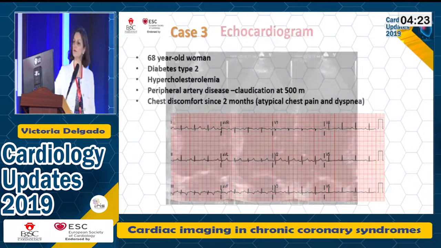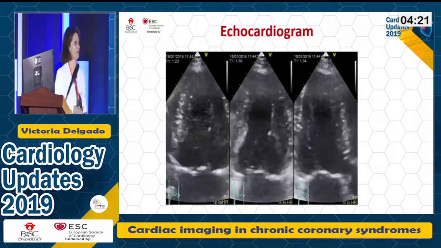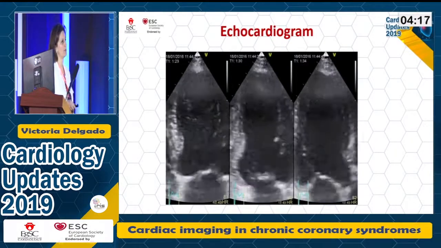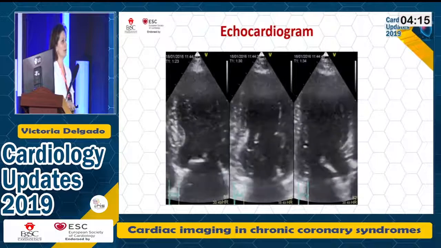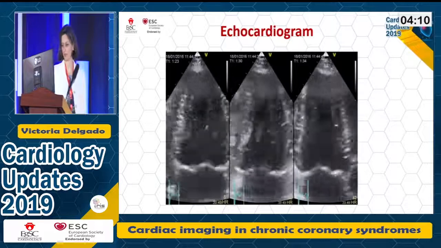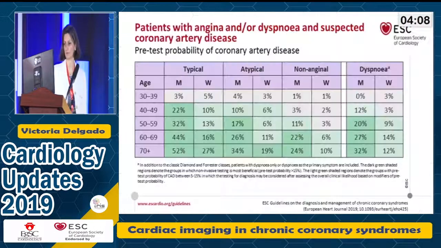And this is the echocardiogram. This is a 4-chamber, 2-chamber, and 3-chamber view. The apex is difficult to see, but in general, I would say that there are no major wall motion abnormalities, and the function is normal.